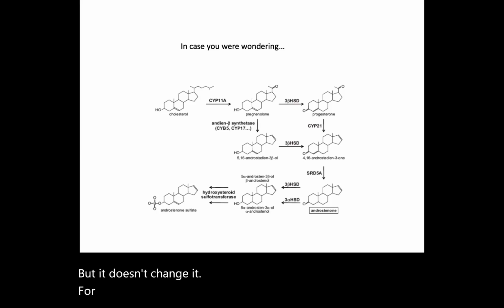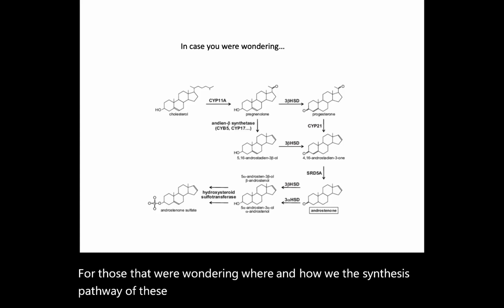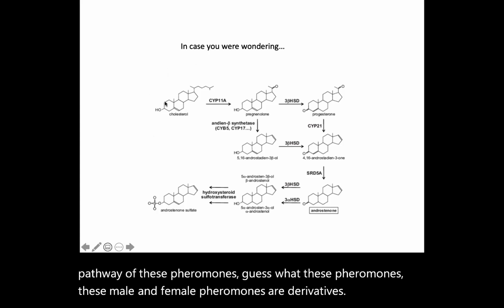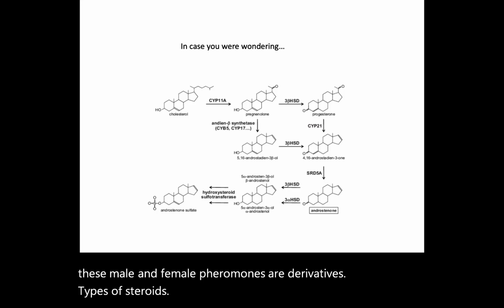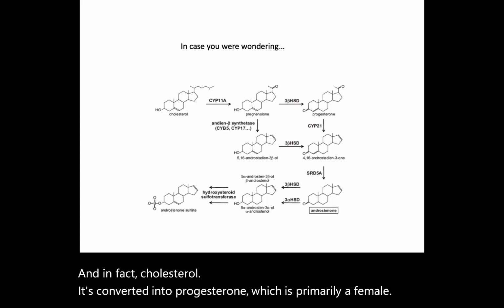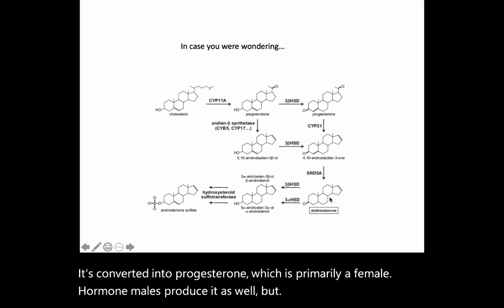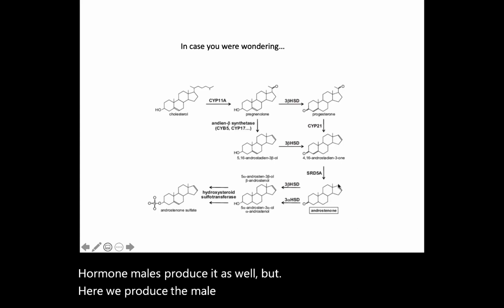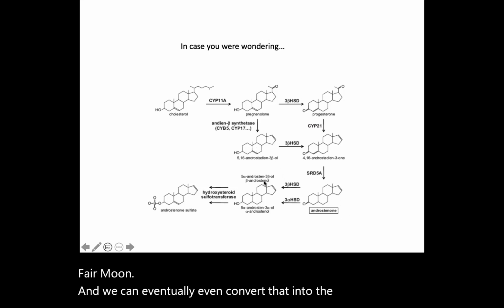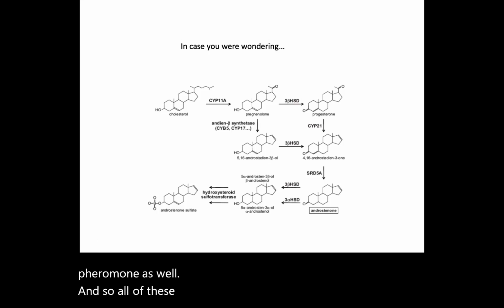For those that were wondering about the synthesis pathway of these pheromones, guess what? These male and female pheromones are derivatives of cholesterol. These are types of steroids. And in fact, cholesterol gets converted into progesterone, which is primarily a female hormone. Males produce it as well, but here we produce the male pheromone, and we can eventually even convert that into the female pheromone as well. And so all of these things are related to our steroids.